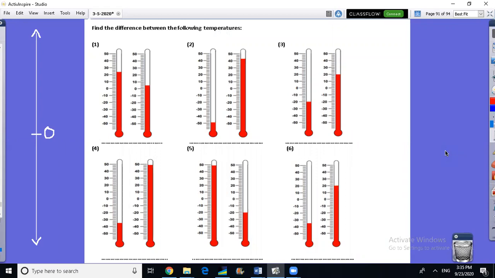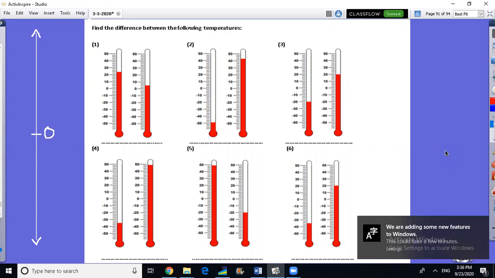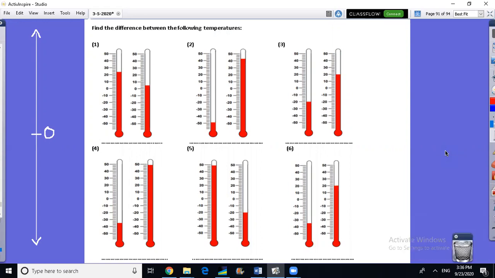In today's lesson, we're going to discuss the difference between negative numbers and positive numbers. How can we find the difference between them? We already took this in class, but today we're going to have a look at how to read temperatures using the thermometer as you see on the screen.